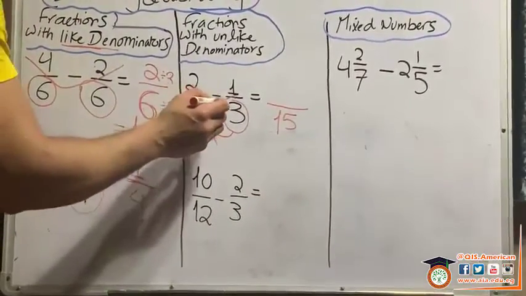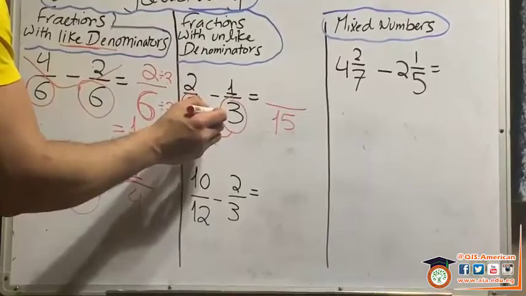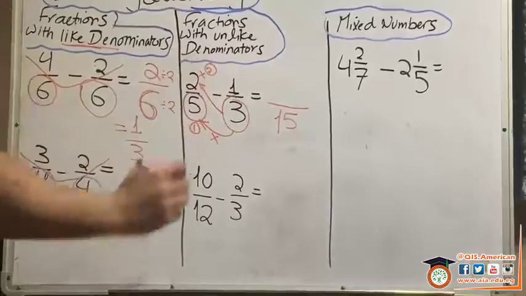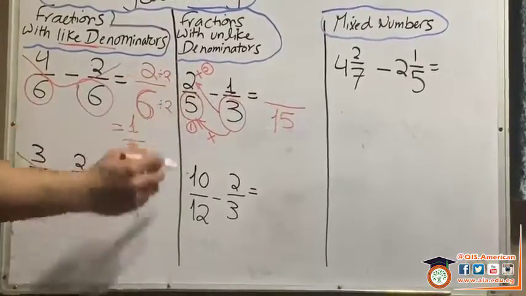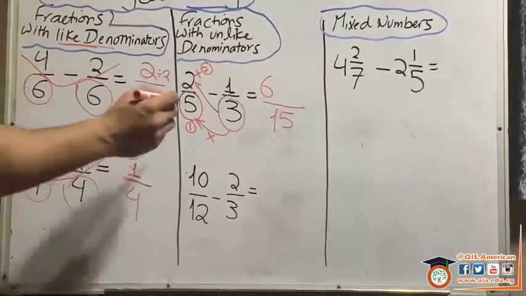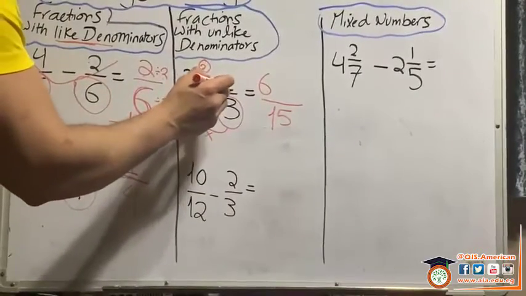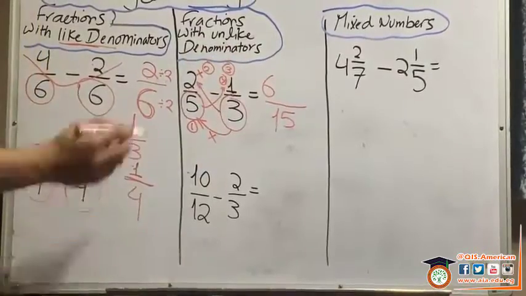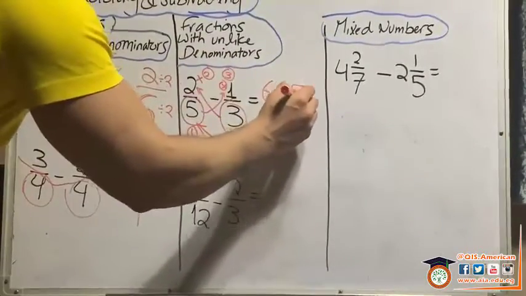Okay, second step is multiplying this denominator by this numerator. This is second step. 3 multiplied by 2, what's the 3 multiplied by 2? 6. Okay, third step is multiplying the 5 by the 1. This is the third step. 5 multiplied by 1 is 5.